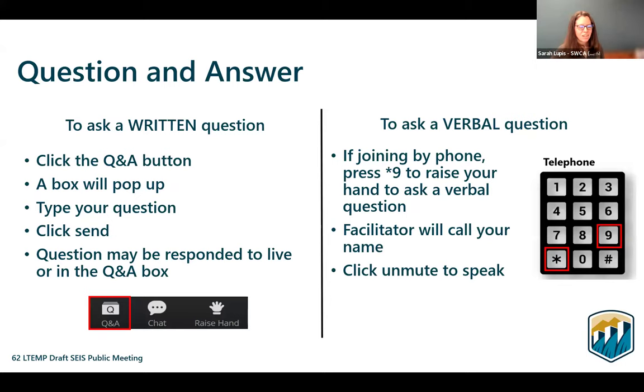So here once again are the instructions for how to use the Q&A button to ask a question in writing. And I also want to share with you another question that has come in. The question notes that economic value and revenue are not sufficient indicators of hydropower impacts and not consistent with LTEMP. How and when does Reclamation plan to provide to the public a full analysis of all hydropower elements consistent with LTEMP?